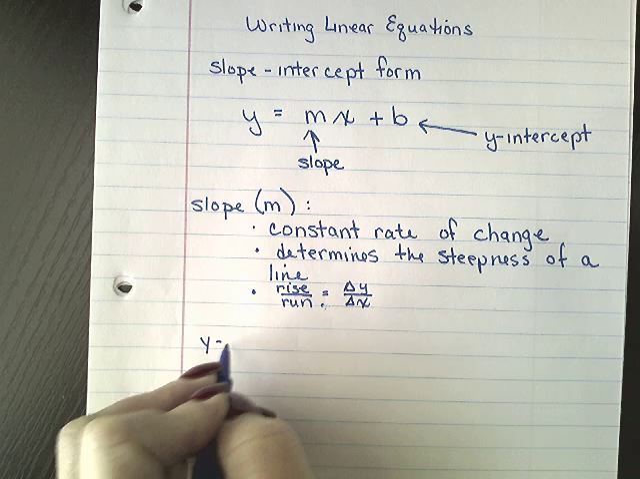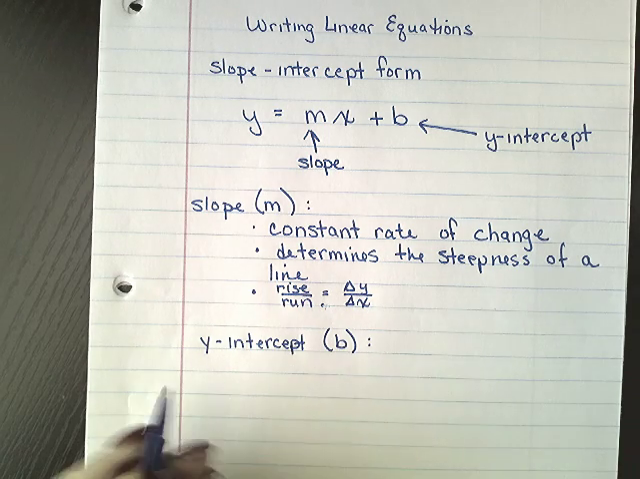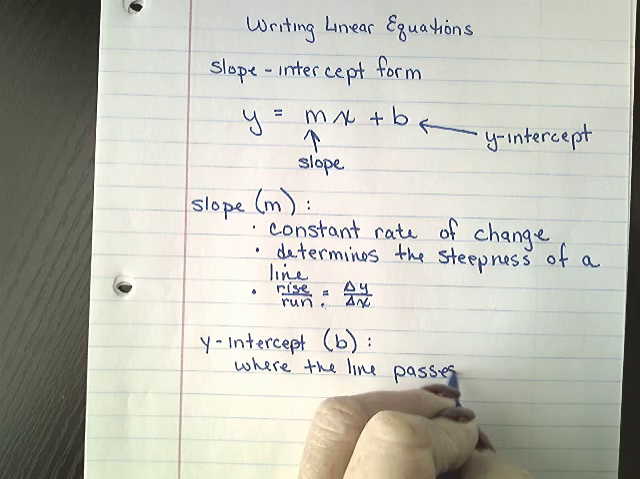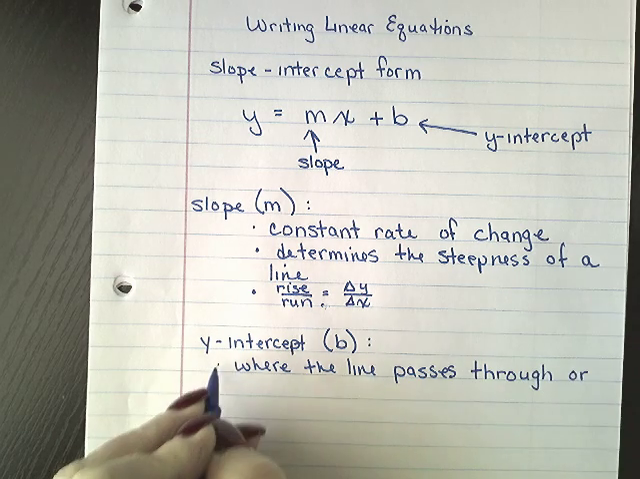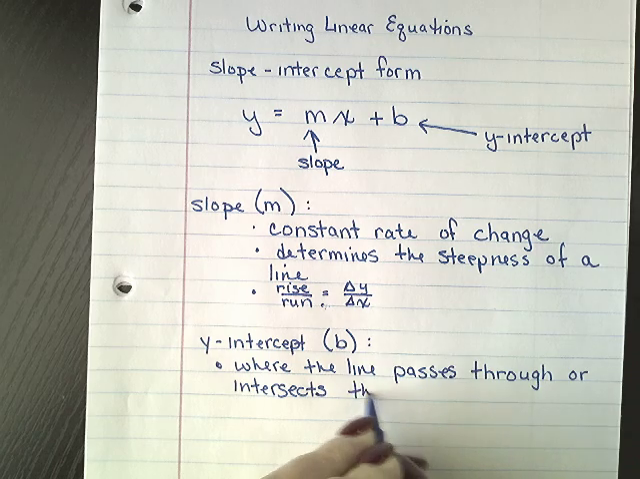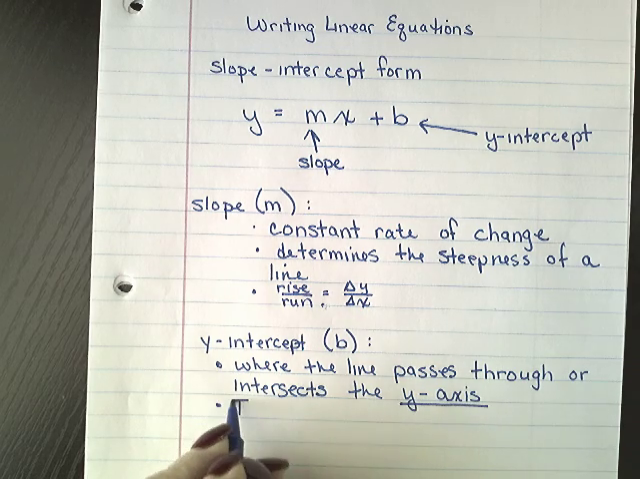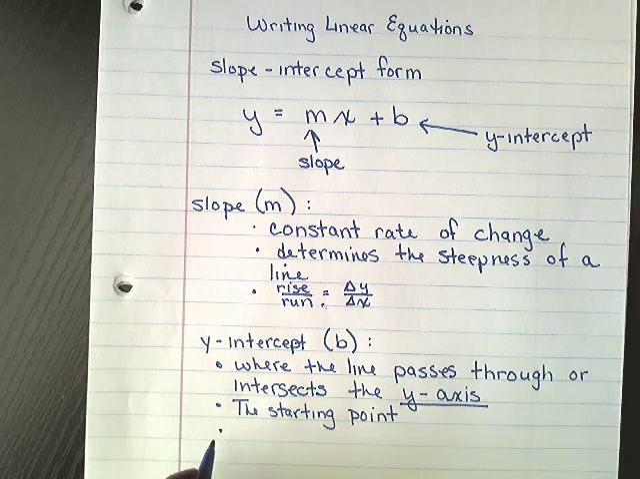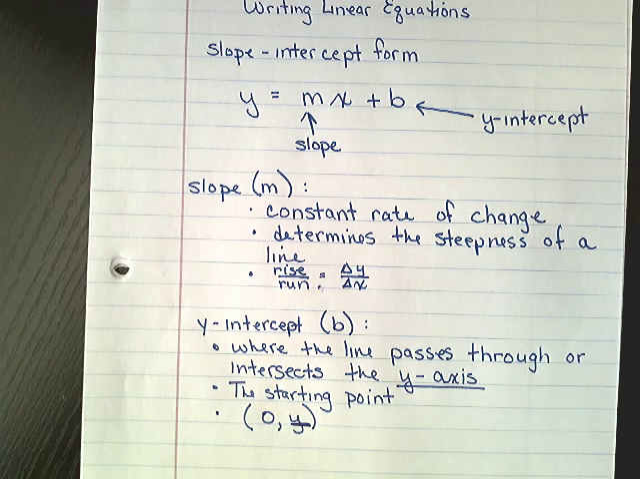Now, what does that y-intercept mean? Y-intercept is our b. Okay? The y-intercept is where the line passes through or intersects the y-axis. Okay? Sometimes it's referred to as the starting point. It's always going to be represented with a 0 for x and then whatever the y coordinate is. That's how we are going to represent that.